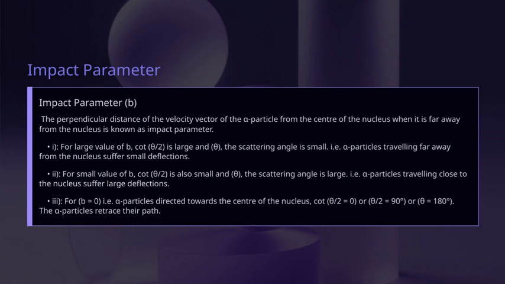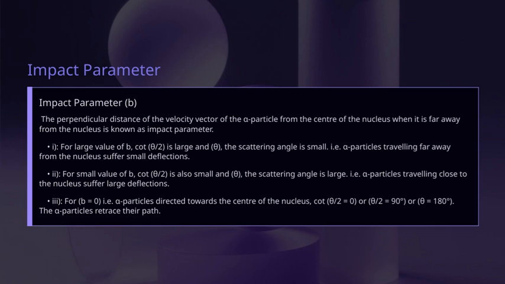This tells us that alpha particles passing far from the nucleus undergo only minor deflections, maintaining much of their initial trajectory. Now, the impact parameter itself is defined as the perpendicular distance between the initial velocity vector of the alpha particle and the center of the nucleus when the particle is still far away. Think of it as the closest approach path the particle would take if there were no forces acting on it.